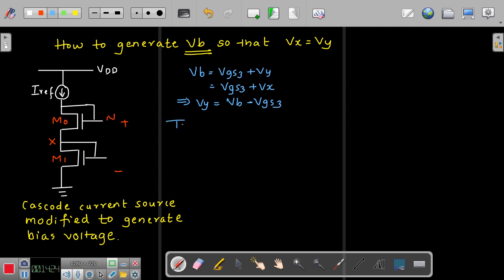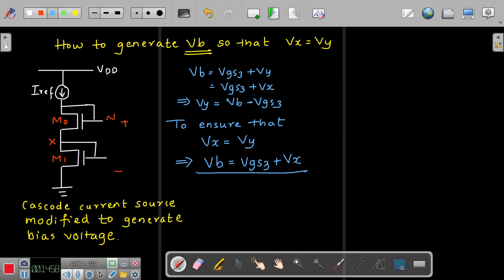Now to ensure that Vx is equal to Vy, I will write VB is equal to VGS3 plus Vx. This I have already written here, and once again I will write it. VB is equal to VGS3 plus Vx. I hope up to here it is very clear.